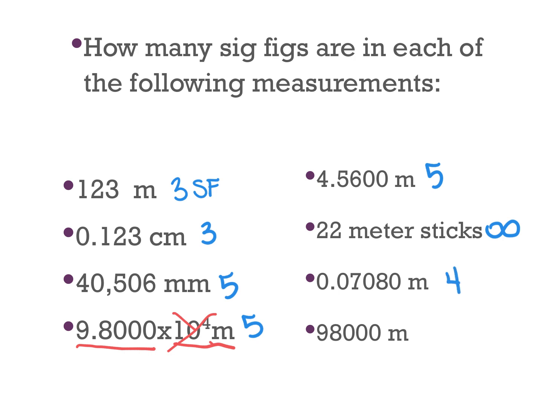Okay, and then 98,000, no decimal point. Just 2, just the 9 and the 8. Okay.